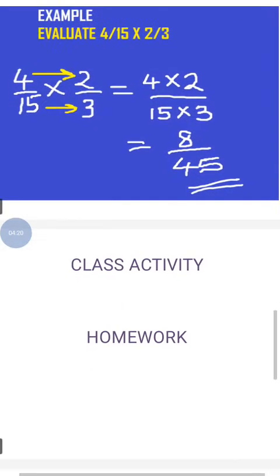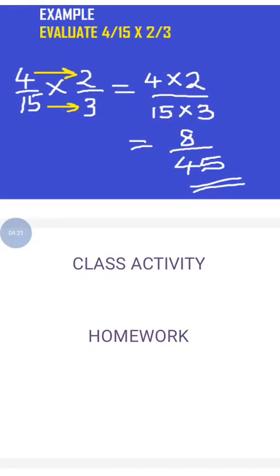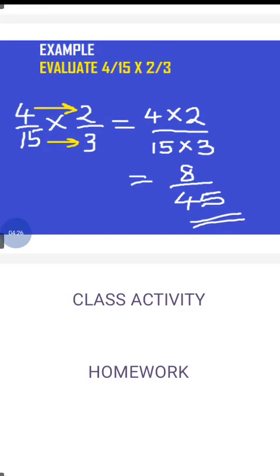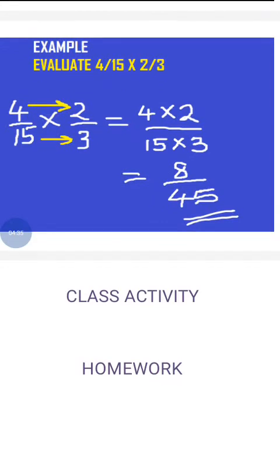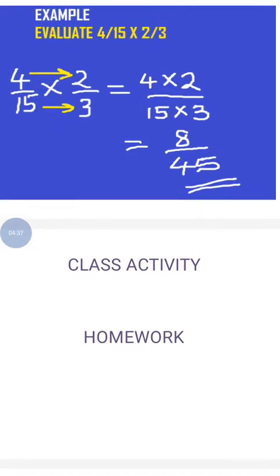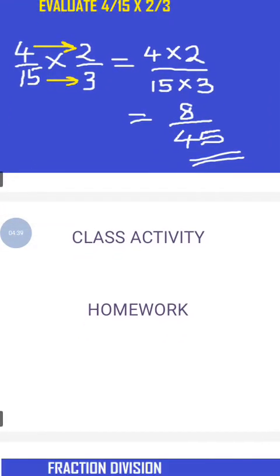Now the example here is evaluate 4 over 15 times 2 over 3. So let's follow the principle. The principle says multiply the numerators divided by the product of the two denominators. So we have 4 times 2, 8, and 15 times 3, which is 45. So the answer is 8 over 45.